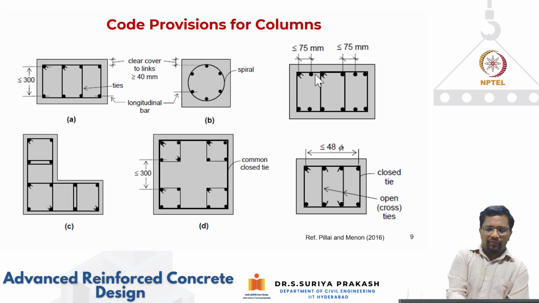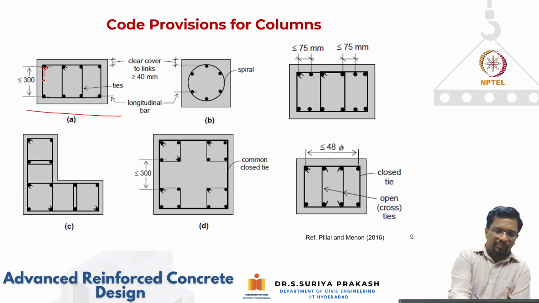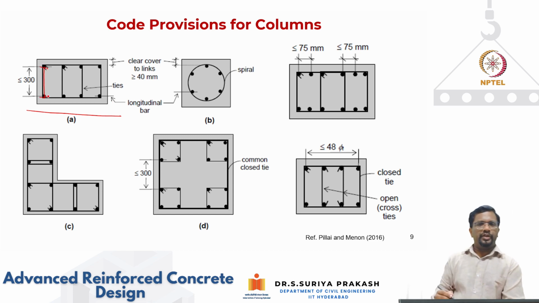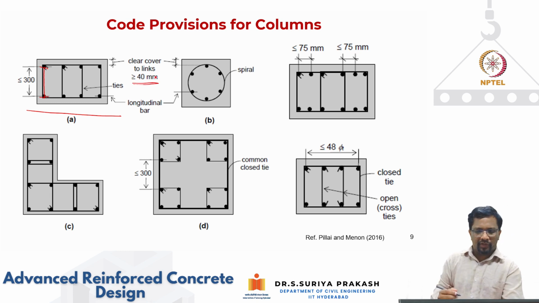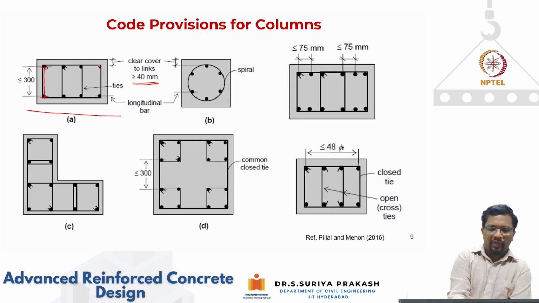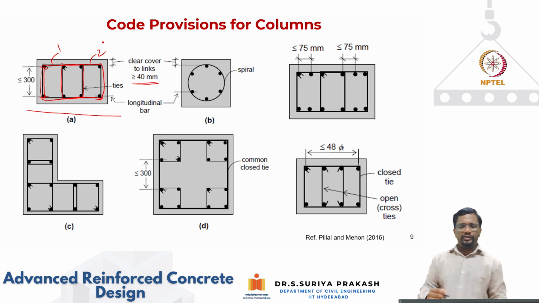For example, what we are seeing here is a rectangular column. You find that the maximum spacing between these longitudinal bars should be less than or equal to 300 mm, like what we have discussed. And again, the clear cover to the link should be greater than or equal to 40 mm. That also we have discussed. And then, if you have a very long column, it's better to put two closed ties. So this is one closed tie, and this is another closed tie. So this kind of closed ties you can put.